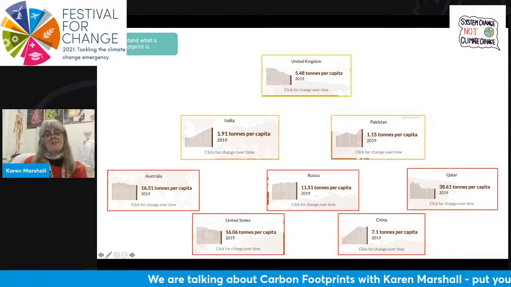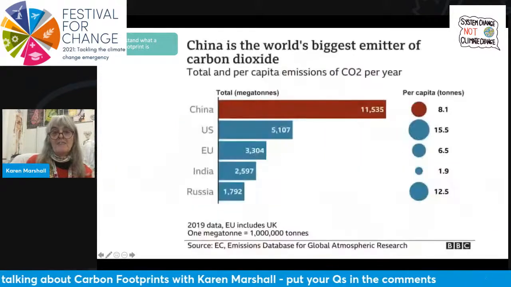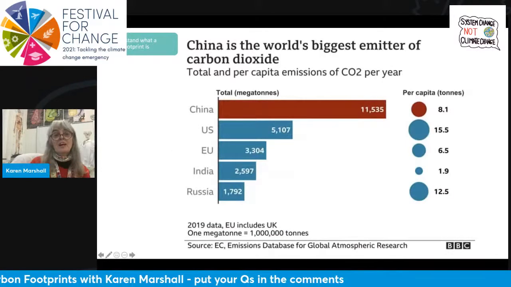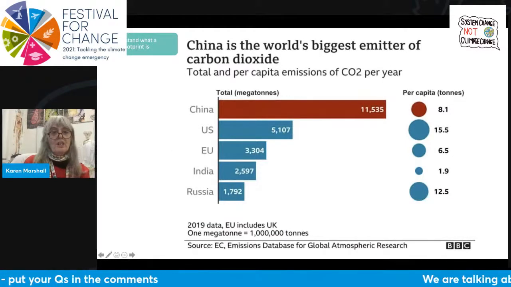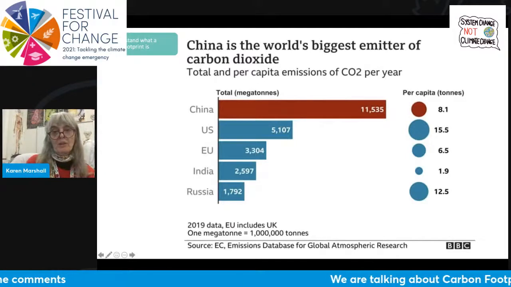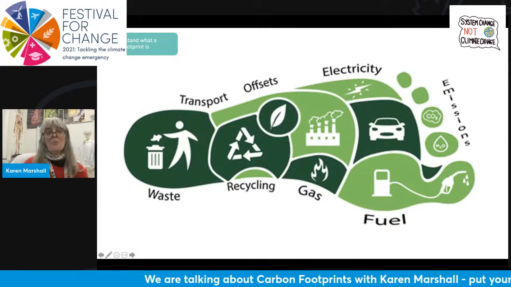Australia is built on a bed of coal. Russia provides Europe with gas, United States, China. And in fact, if you look at the absolute emissions, China has indeed got the top spot in terms of building their economy on coal and therefore having huge emissions. But what can we do about it?